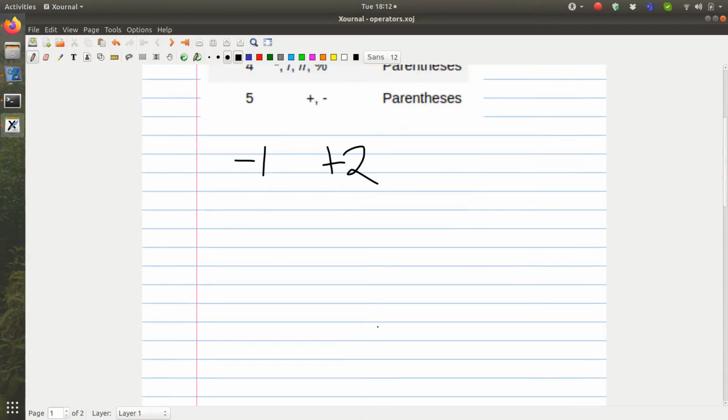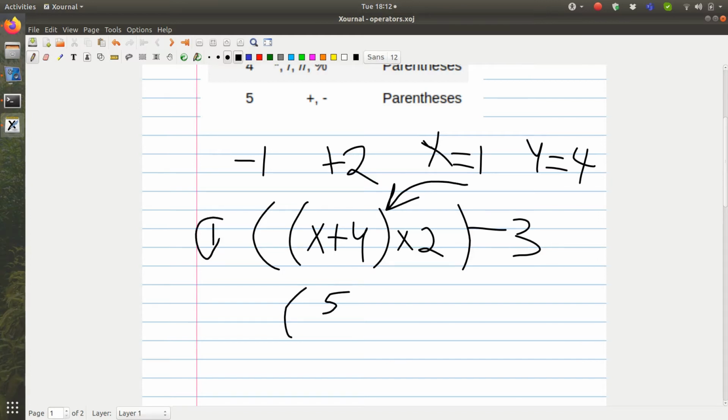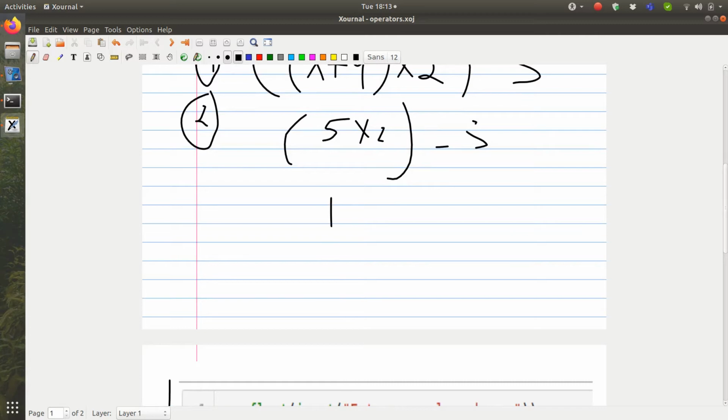So let's start with the parentheses. If you have something like this, x plus y, times 2, minus 3, supposing x and y are one and four respectively. The first thing the computer does is it comes into the innermost bracket. It solves this bracket. 1 plus 4 will give us 5. Then in the second stage, the computer will multiply by 2 to solve the next bracket. And then you will have 10 minus 3, which will be 7.